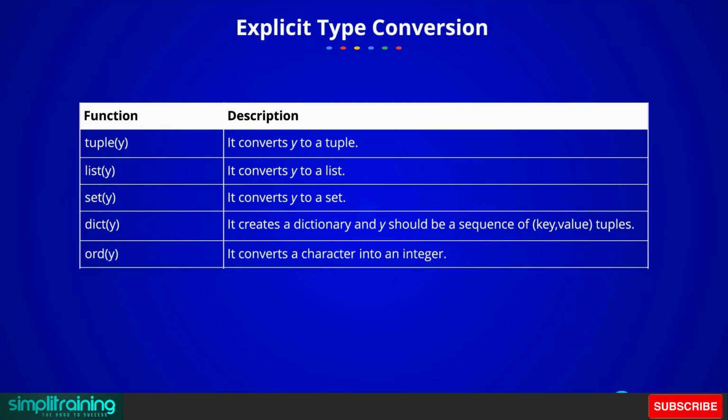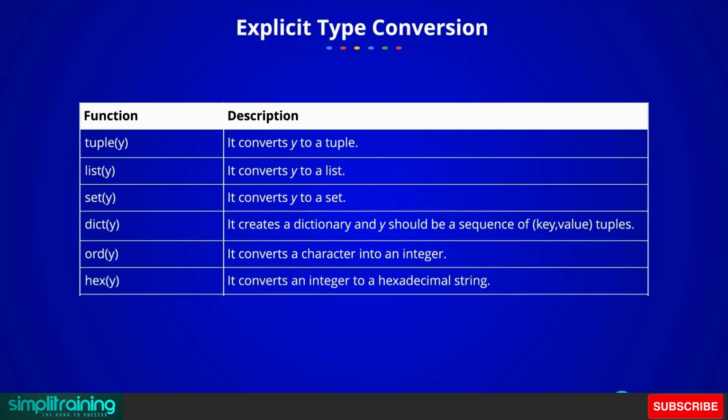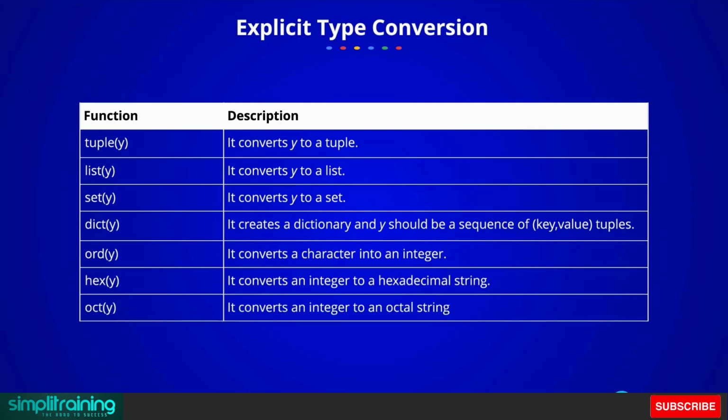ord. It converts a character into an integer. Hex. It converts an integer to a hexadecimal string. Oct. It converts an integer to an octal string.